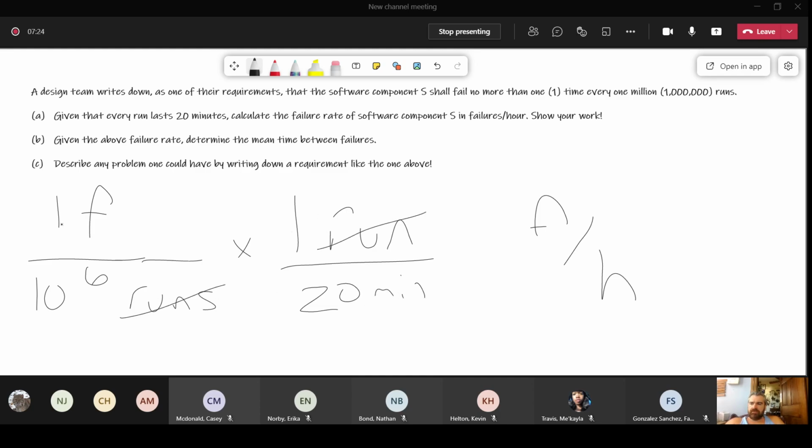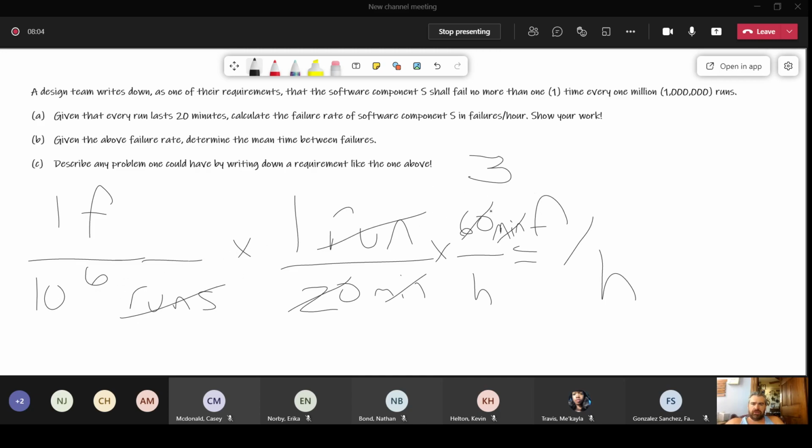So runs will cancel out. Now we've got 1 failure per 20 times 10 to the 6 minutes. We want it in hours, so we know there are 60 minutes per hour. It is not like my handwriting. So minutes cancel. Now we've got 60 failures per 20 times 10 to the 6th hours. We can do some little canceling here, and so we've got 3 failures per 10 to the 6th hours.